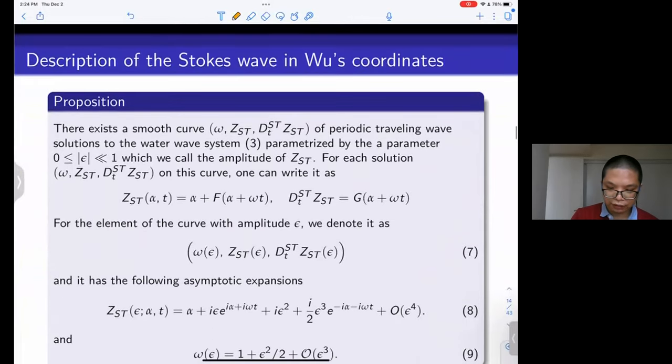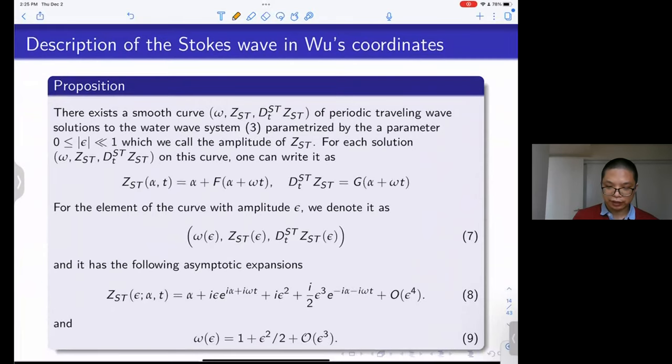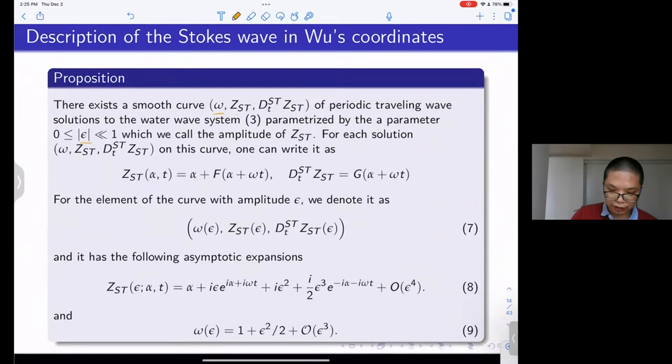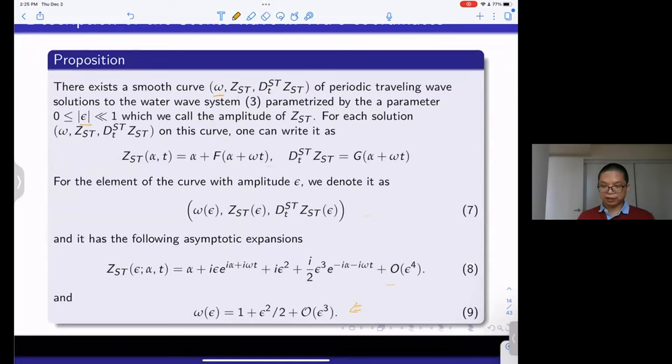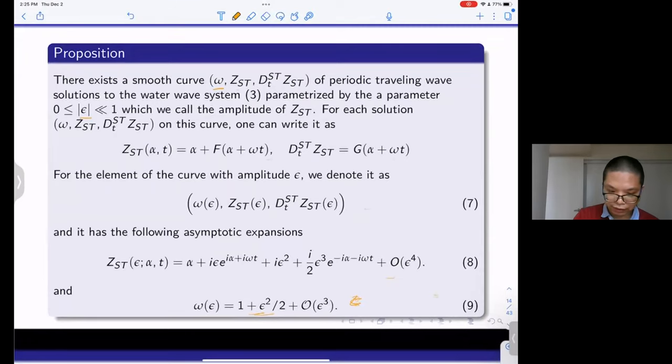So let me present the existence of Stokes wave in Wu's coordinate first. In this coordinate, there exists a Stokes wave with velocity omega and this Lagrangian labeling, and it's parametrized by its amplitude. For each solution, we have some expansion. This is the Stokes wave expansion. And the velocity is also parametrized by the amplitude of the Stokes wave. This is important in our later analysis, but I just want to emphasize this. All right, this is the existence.